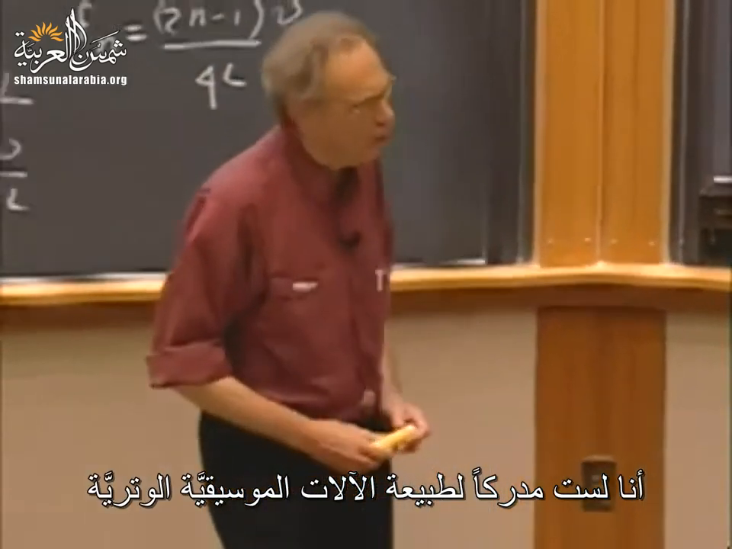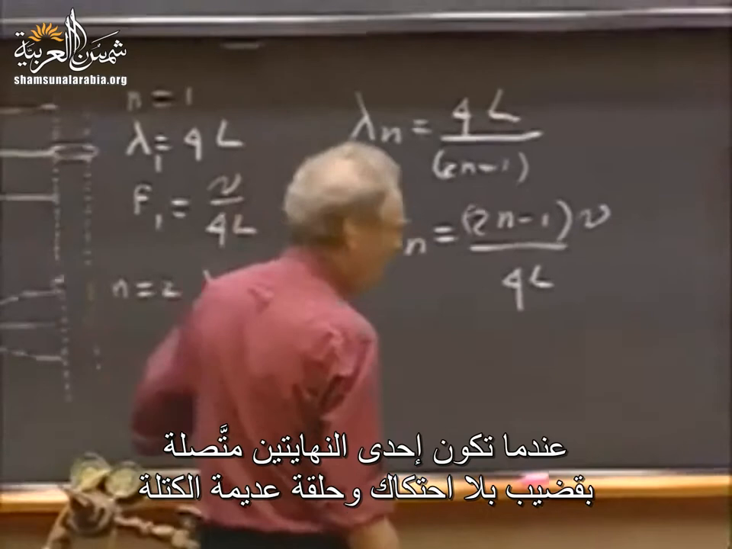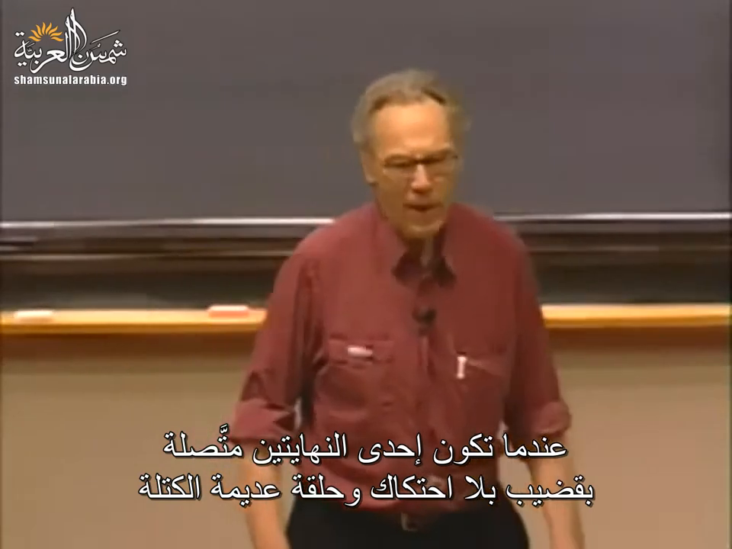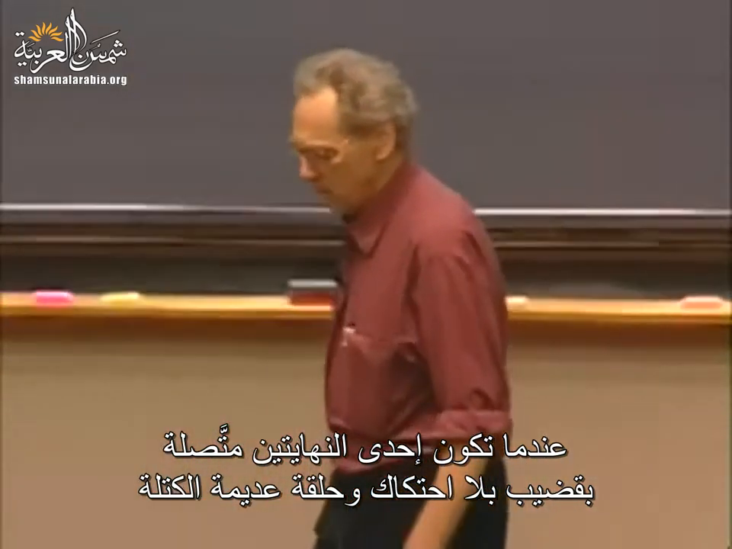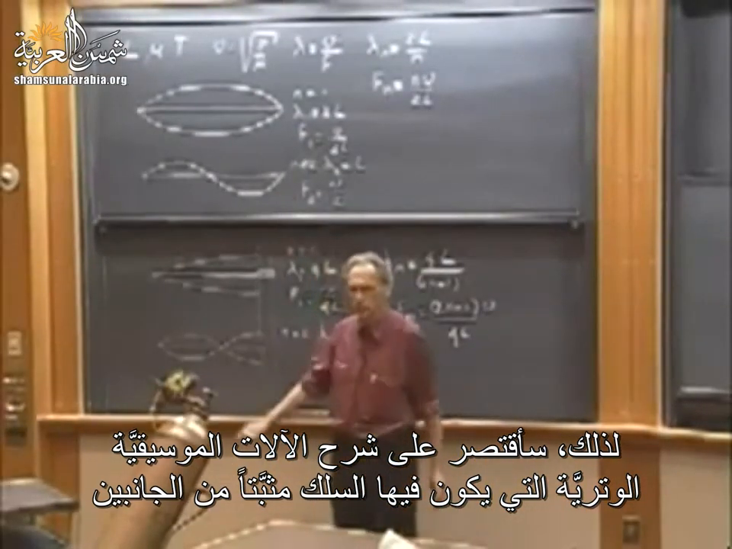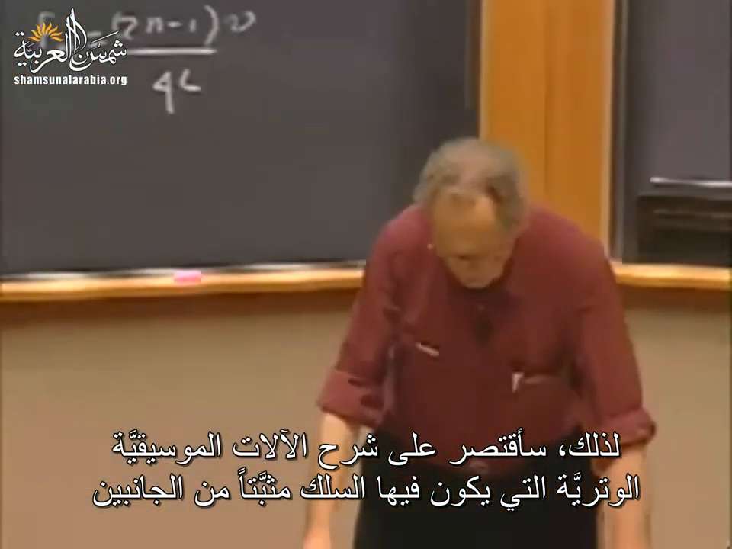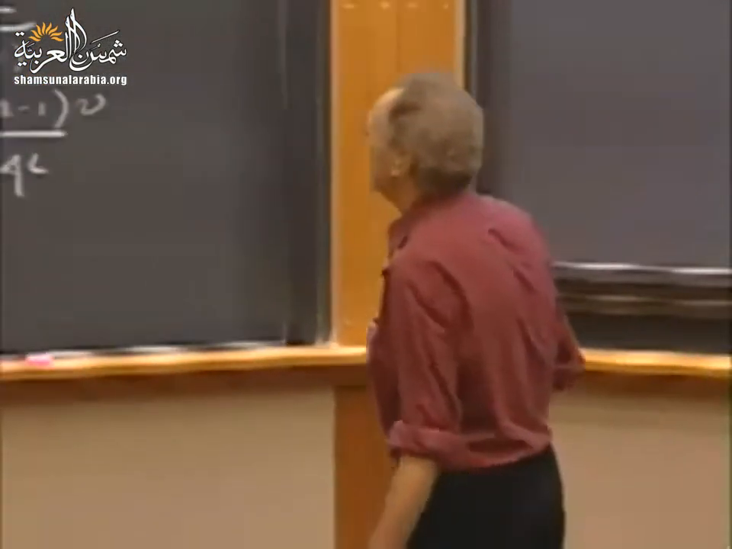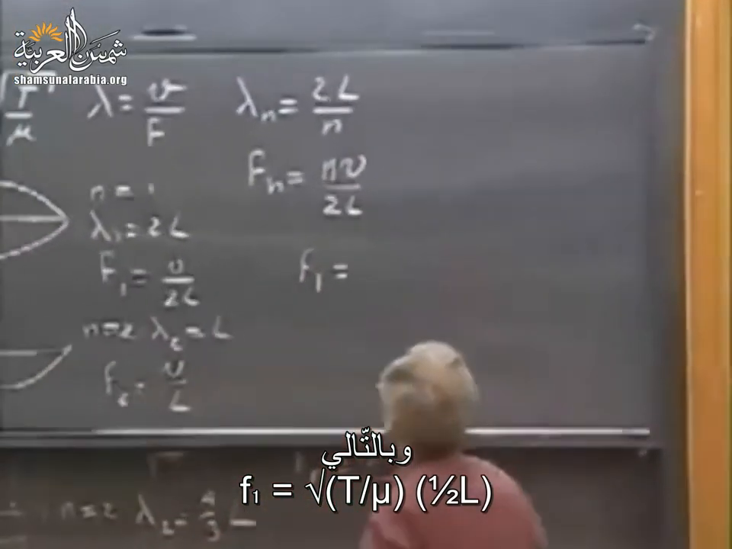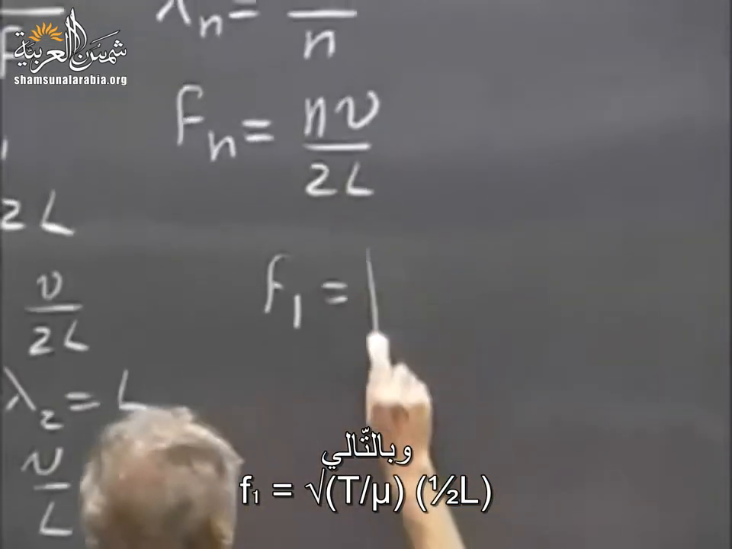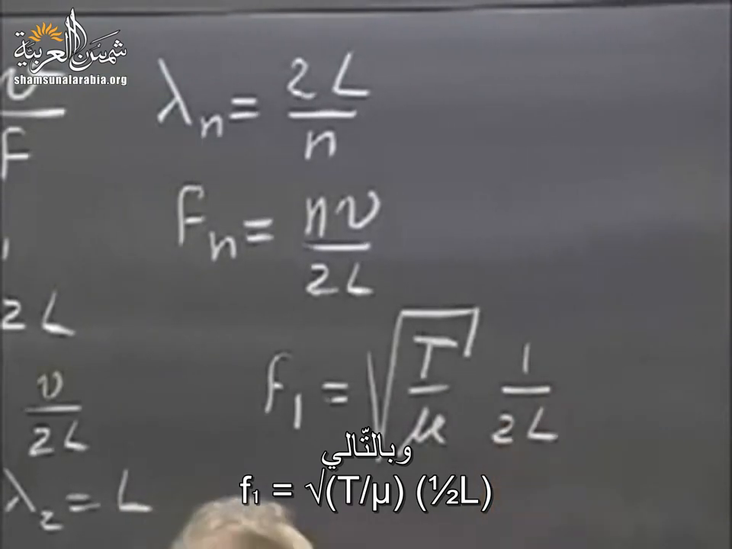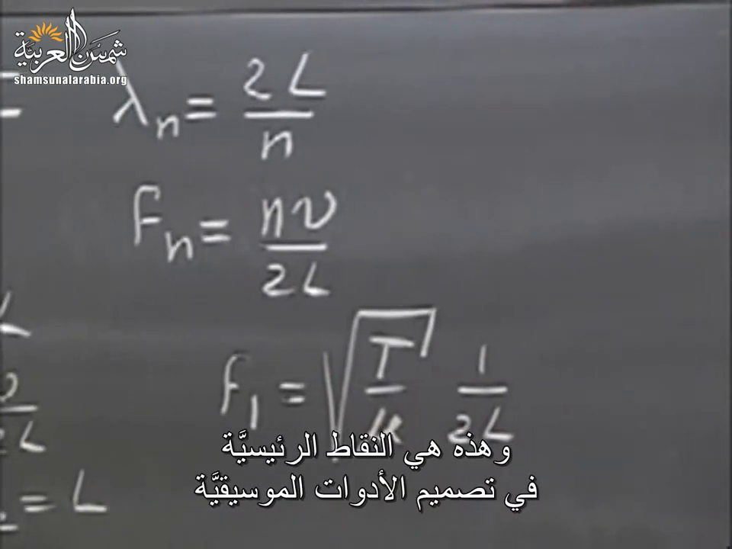I am not aware of string instruments whereby one end of the string is attached to a frictionless rod, and whereby that end is attached to a massless ring. So I will restrict myself in discussing string instruments to the one whereby both ends are fixed. And so therefore, the frequency f1, that is the one that I'm interested in, is the speed of propagation, which is the square root of T divided by mu, and then 1 divided by 2L. So these are the key players in the design of instruments.